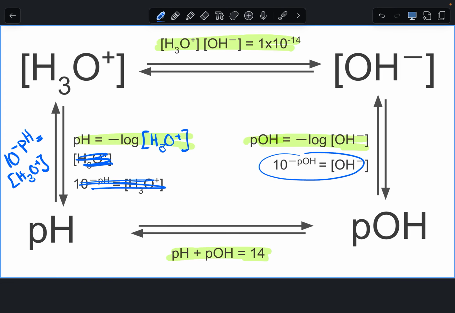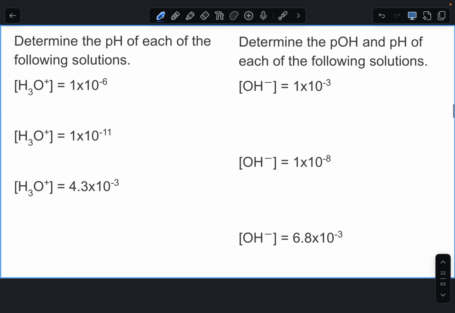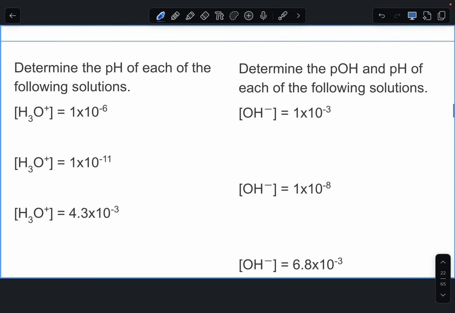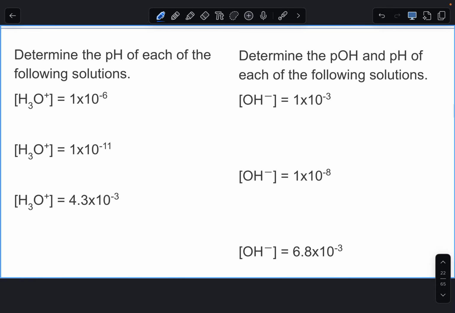Okay, so let's do this first set of practice problems, and then we'll probably leave the last one till Wednesday. So using these relationships here, I want you to work through these problems. We're going to do the first two together. Determine the pH of each of the following solutions.